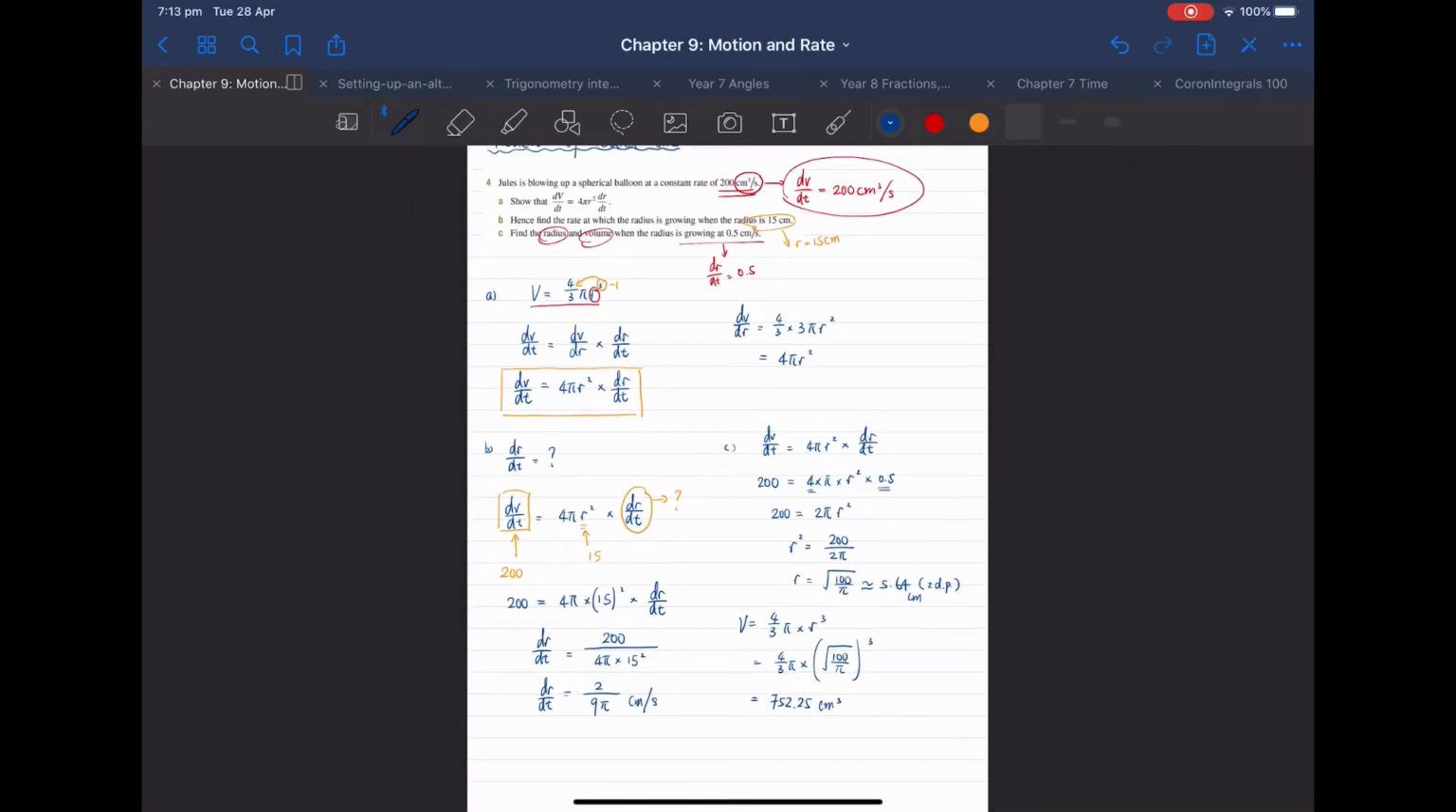The most important thing that you need to remember here is do not mix question B and C together. In question B, the given condition is r equals 15, but in question C, that's what you need to find. Please do not assume that r is equal to 15. But we do use dV over dt equals 200 throughout the question, because that's just the beginning of the question. That applies to all three of them.